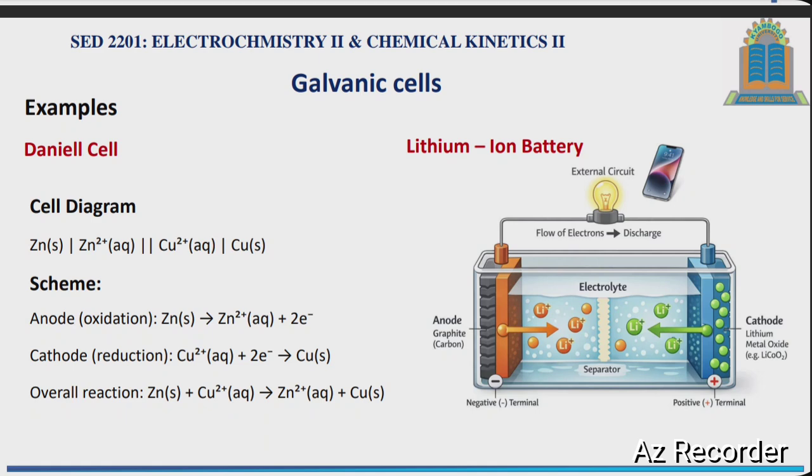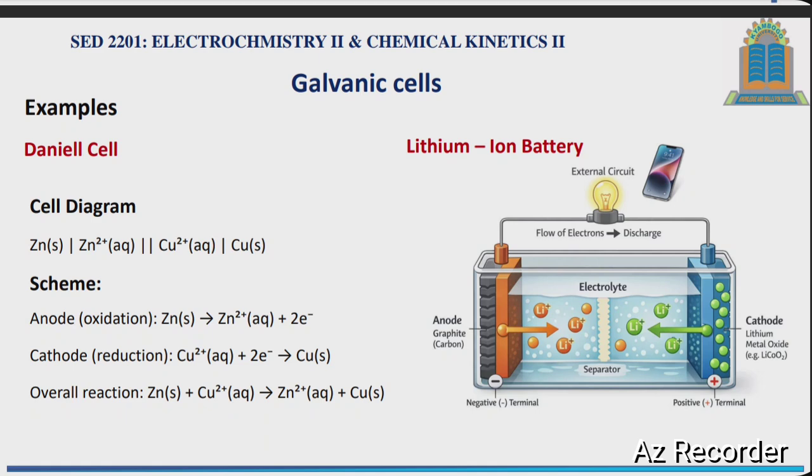It's a Daniel cell, it's a galvanic cell. As an example of a galvanic cell, we have a lithium ion battery. Another one is the Daniel cell. So in the Daniel cell, we have zinc, the zinc solid being oxidized to zinc ions. So this is the oxidation half cell, and then the other is the reduction, because we are seeing copper ions being reduced to the copper solid.